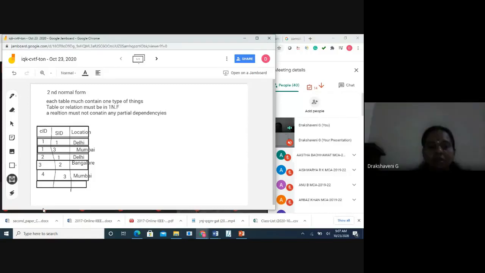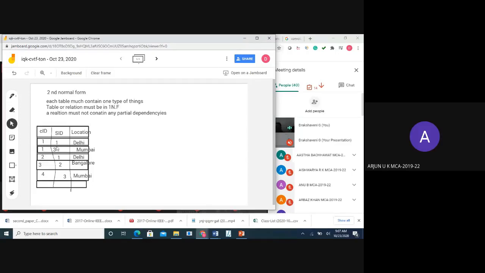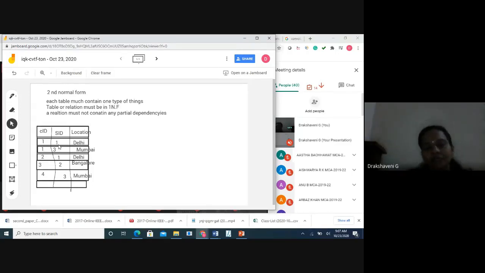Bangalore. How can we take location as primary key? Because you can see Delhi appears 2 times, Mumbai also 2 times. Can I make location the primary key in this table? No. Then which one? Customer ID? But you can see there is duplication in customer ID also. Okay, so let us now see whether this table is in the first normal form.